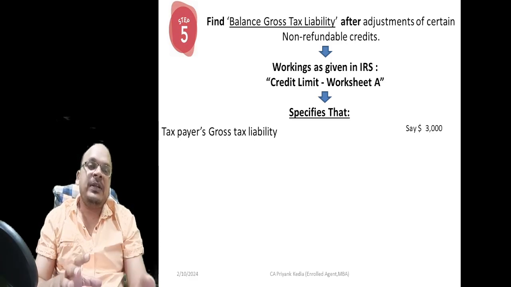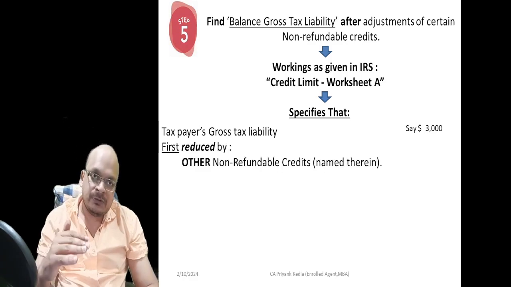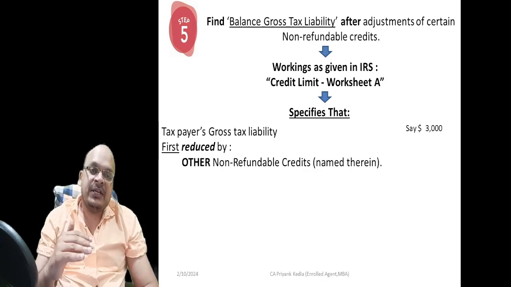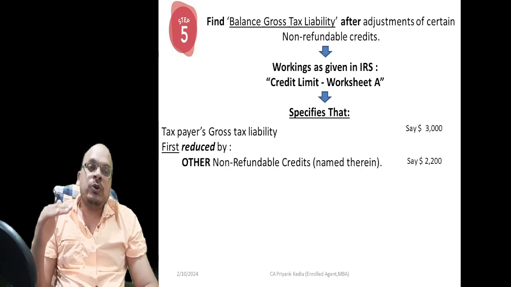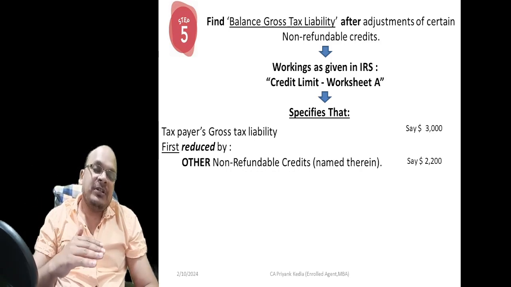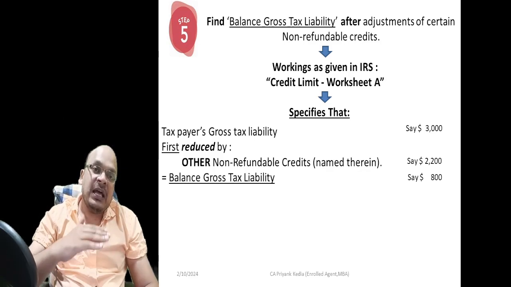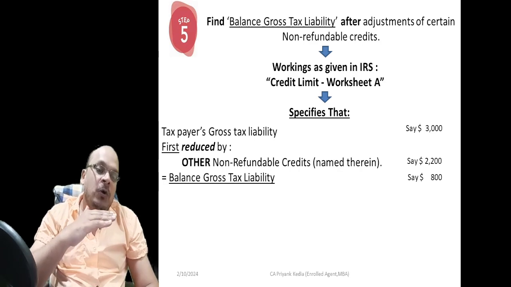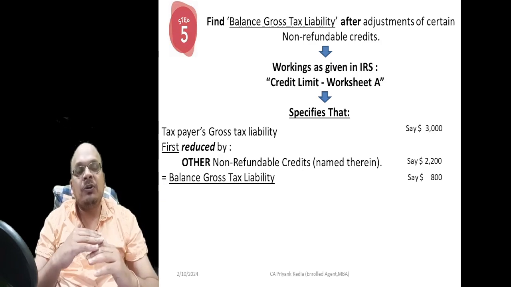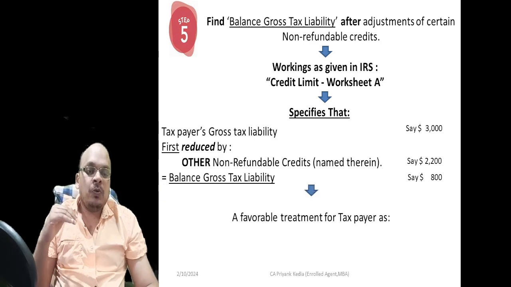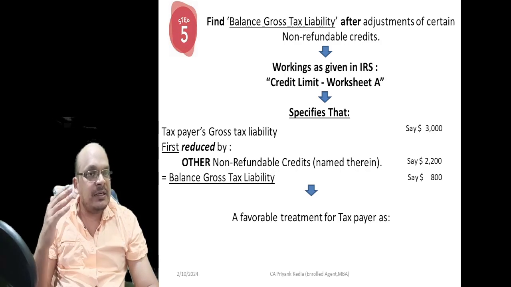For example, I've tried to explain it with a simple example. Let's say the taxpayer's gross tax liability is $3,000 and other non-refundable credits, whatever are mentioned in worksheet A, are $2,200. So first you will reduce the $3,000 by $2,200. So you will have a balanced gross tax liability of $800. You can see the gross tax liability has reduced to $800. It's a very small amount. Now, this is a favorable treatment for the taxpayer. I think many of you can already understand this.